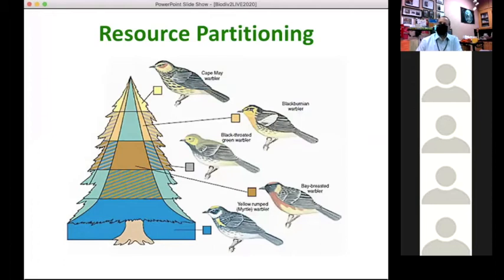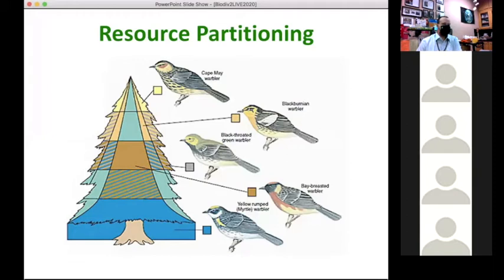When they no longer compete with each other, this is called resource partitioning. And once again, they would have to communicate with each other in some way that they don't want to threaten each other. Partitioning means to split or compartmentalize.